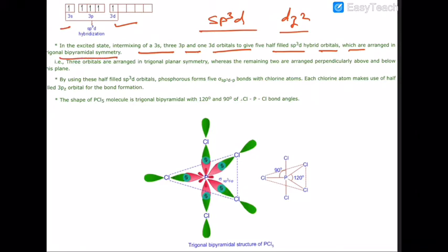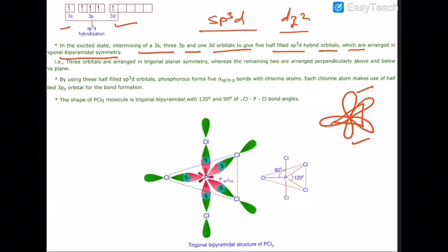You can see that here. The chlorine p orbital overlaps with the hybrid lobes. So what happens? These are the hybrid lobes at the corner, this is above the plane, this is below the plane. So you can see here red color are hybrid lobes, and green color lobes are p orbital lobes of fluorine.